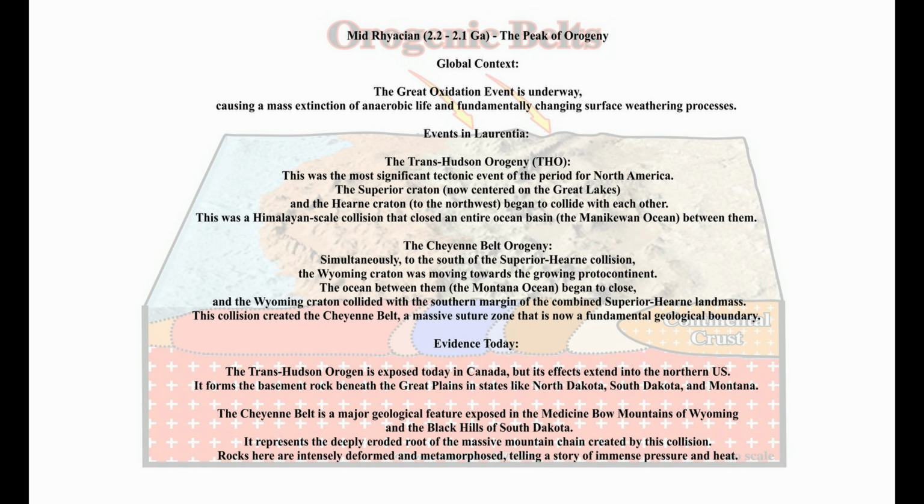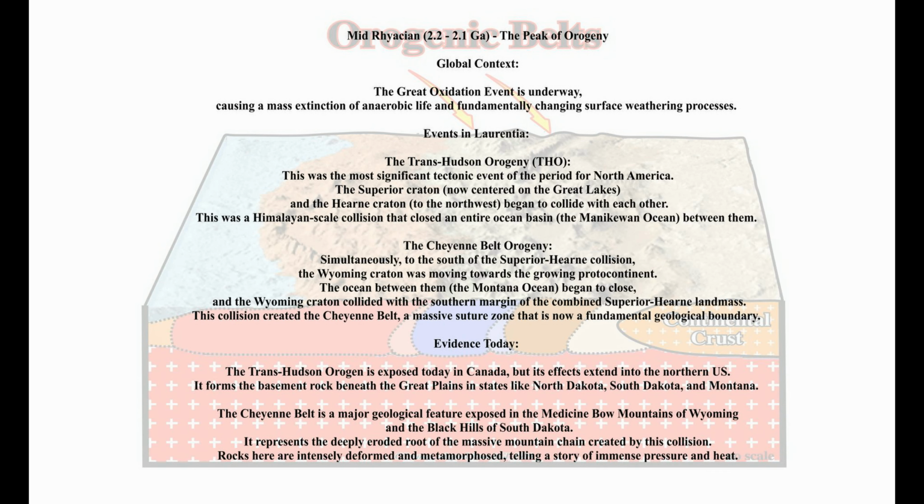Mid-Rhyacian, 2.2 to 2.1 Ga, the peak of orogeny. Global context. The Great Oxidation Event is underway, causing a mass extinction of anaerobic life and fundamentally changing surface weathering processes. Events in Laurentia. The Trans-Hudson orogeny.